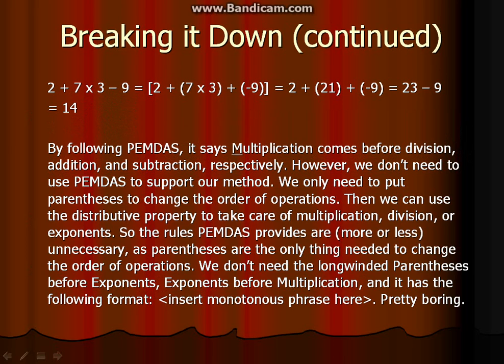So we're breaking it down again. Another expression: 2 plus 7 times 3 minus 9. We can put that in parentheses, and it's basically the same thing as 2 plus 7 times 3 plus a -9, close bracket. So if we simplify that, 2 plus 21 plus -9, you get 14.